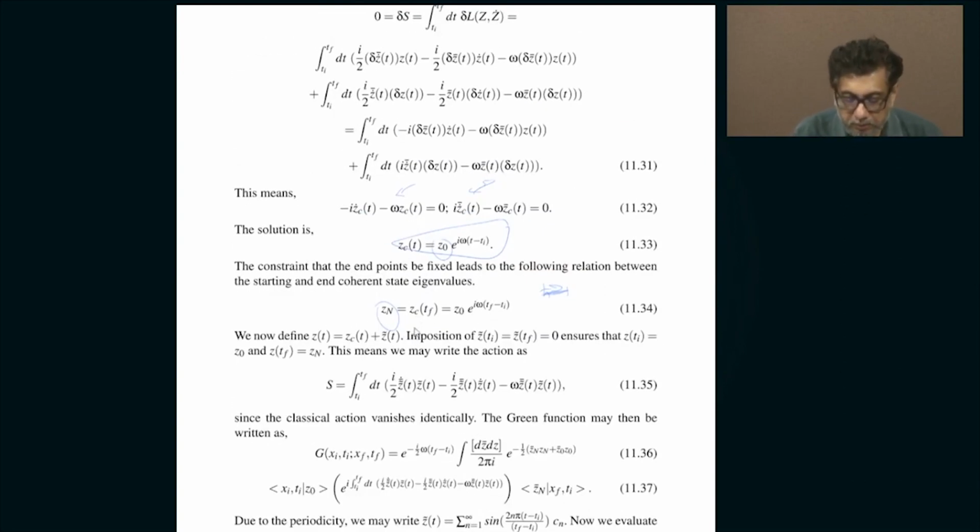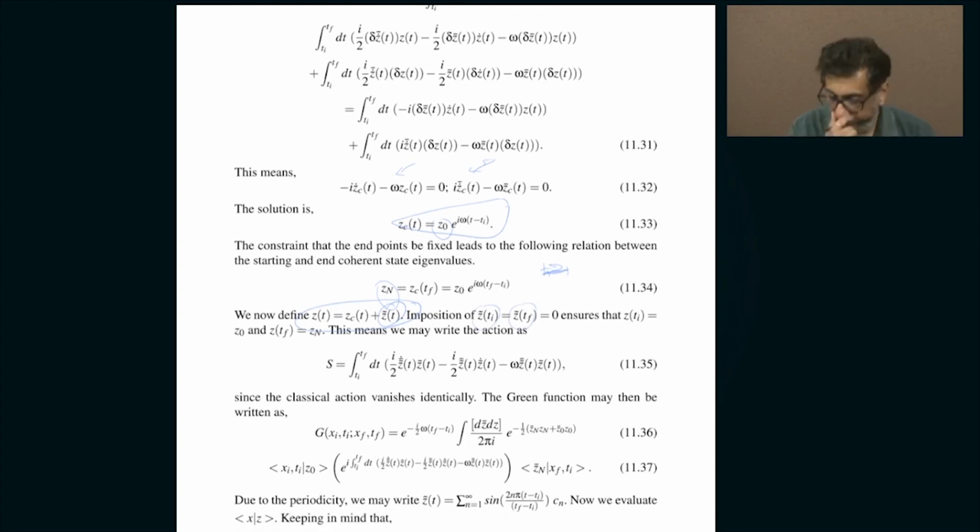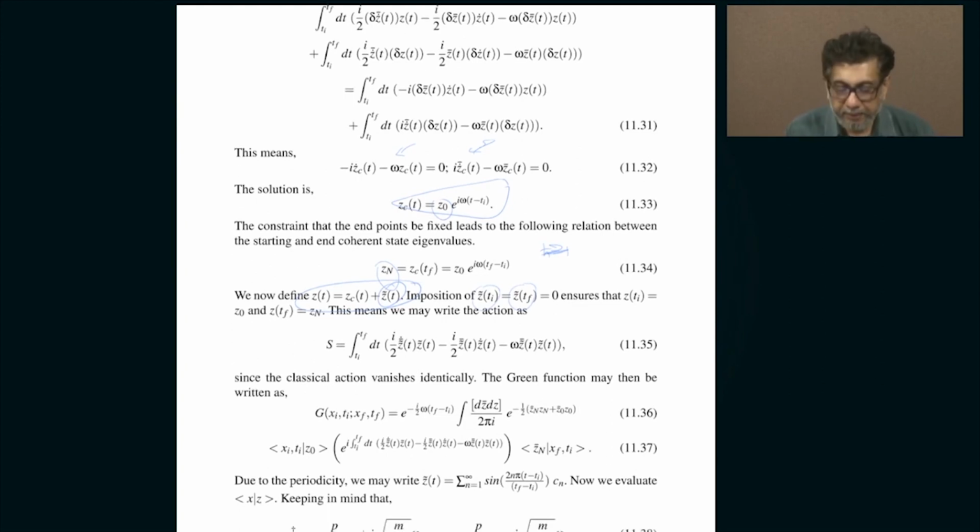So now what you do is you rewrite your path as the classical path plus deviation from the classical path. So this z tilde is basically the deviation from the classical path, and because all paths start and end at the same point, the deviations should become 0 at the starting and ending points. So now if you substitute that, you will see that all cross terms drop out, and you will get a classical answer multiplied by this quantum fluctuation.